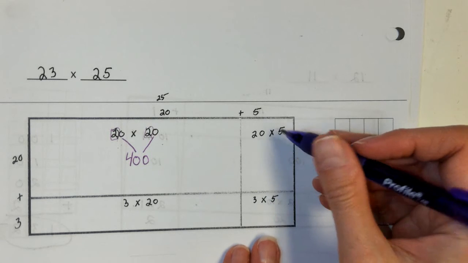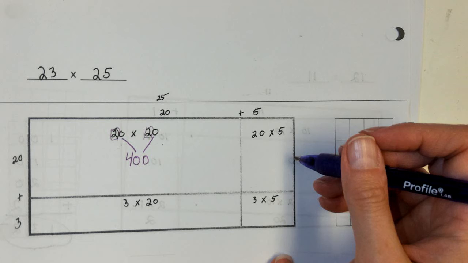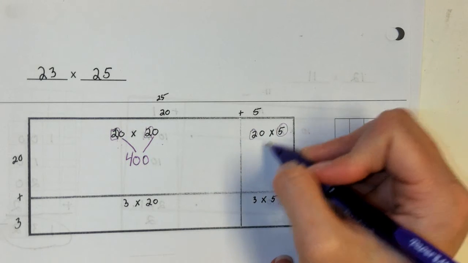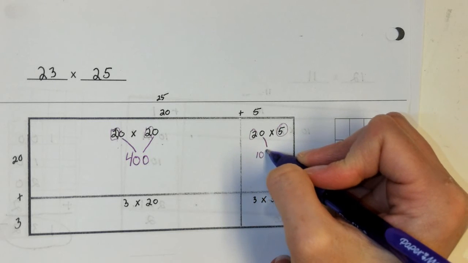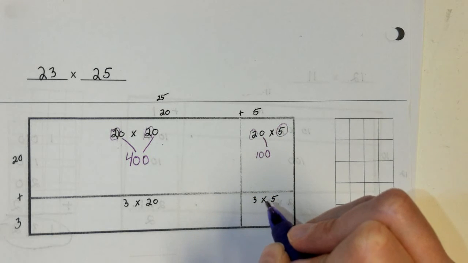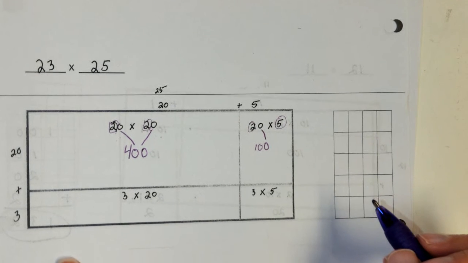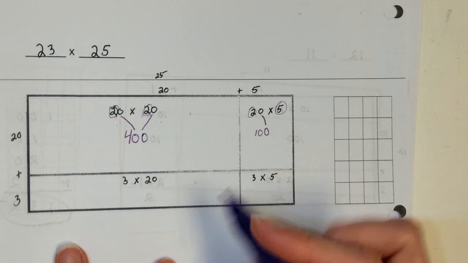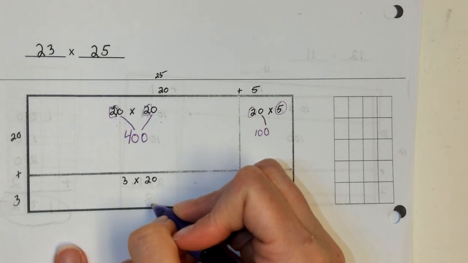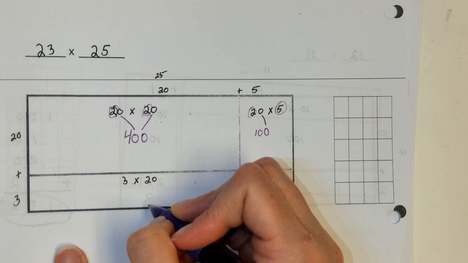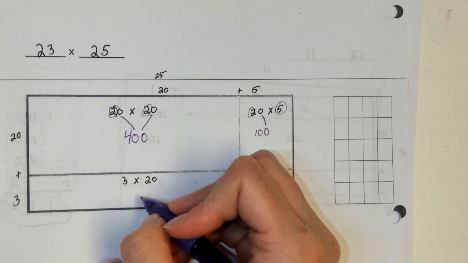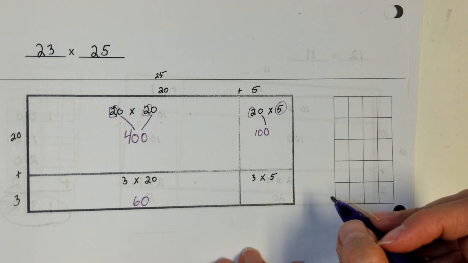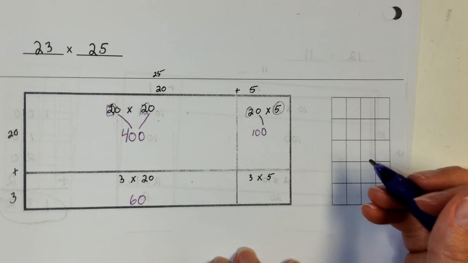All right, Madison, what's 20 times 5? Okay, so 10, and then I need to bring down the 0, right? Good. All right. Jalea, 3 times 20? 60. Is that what we got? And Jenny, 3 times 5? 15.